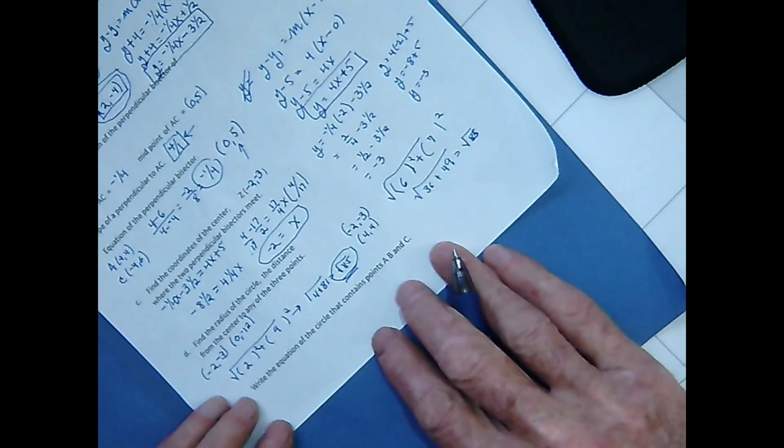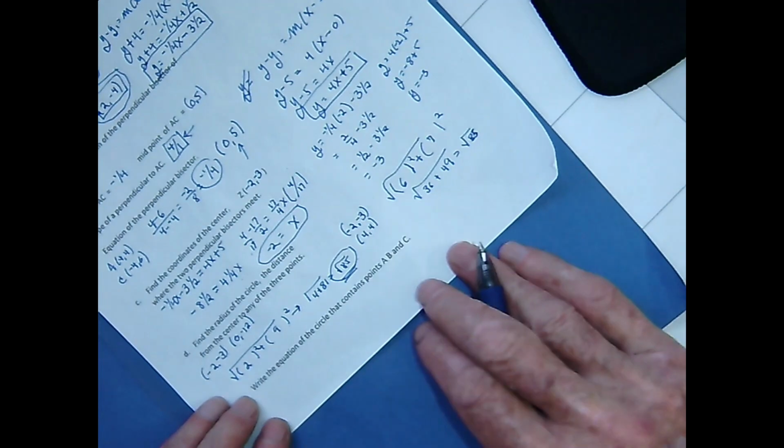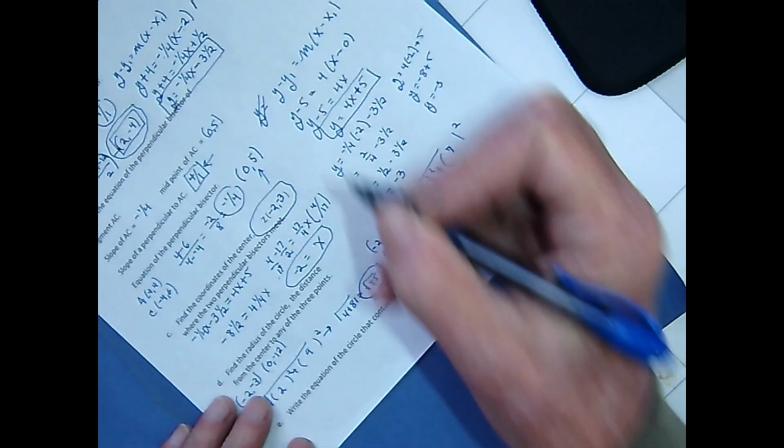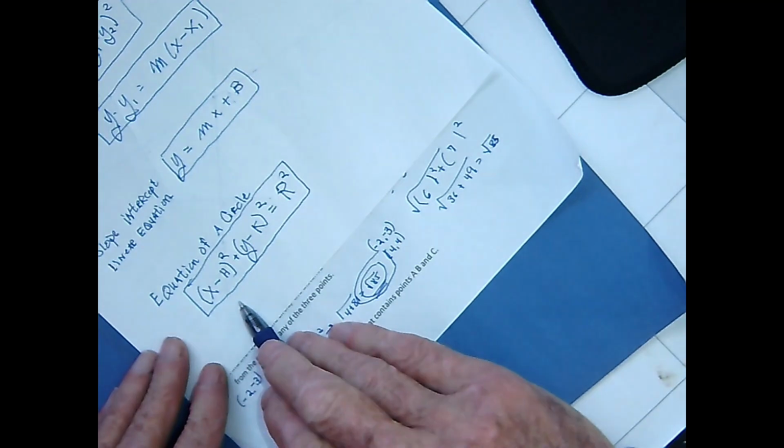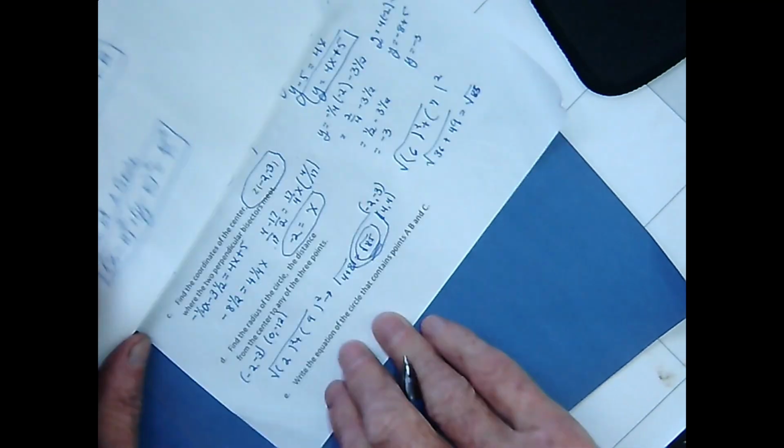And we ought to write its equation right there. You ought to write it before I do. You'll have to know a couple of things, huh? You'll have to know where the center is. You have to know what the radius is. You have to know how the equation of a circle looks.